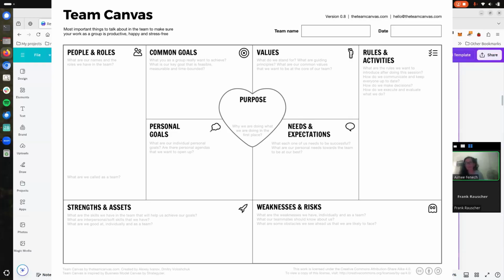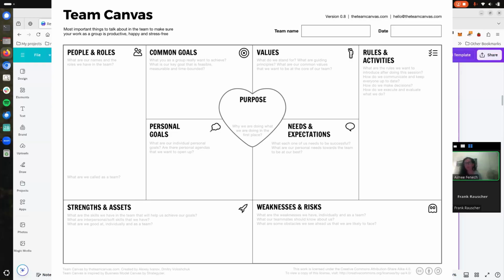So also interesting to capture is personal goals. Each team member has obviously their personal goal for being in that team. So what goals do they have for themselves in being here? And that could be upskilling, it could be access to paid work, anything that really speaks to them.